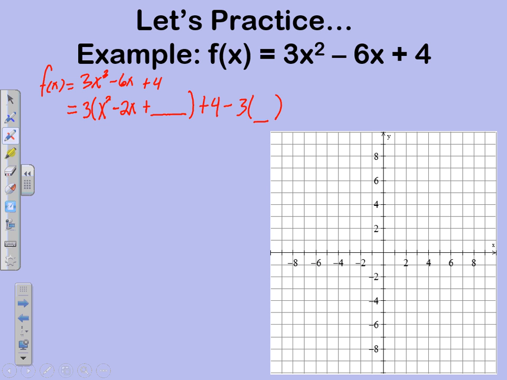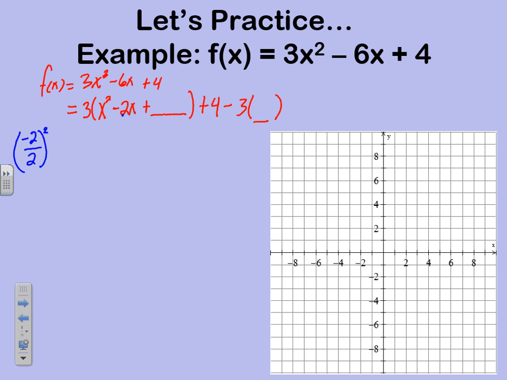Now let me explain where that number comes from. What it told you to do is take whatever your new b term is after you factored out a. So what we're looking at is this 2 right here. If I take that 2, which happens to be negative, and I divide it by 2, and then square it, that's the number that we're going to place into where the blanks are right now.